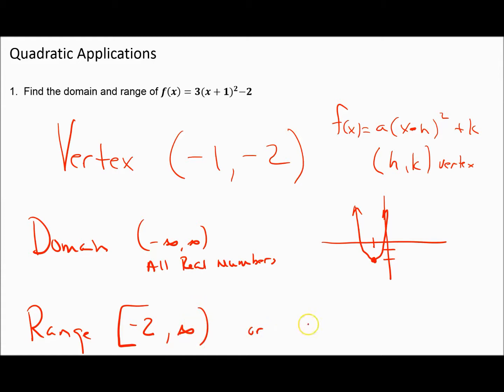Or another way to say that is f of x is greater than or equal to -2. Again, both of these answers for range are correct. It just depends on how you're asked. Okay, so hopefully that helps. So to find the domain and range of a quadratic function, you really need to know the vertex. If the parabola opens upward, the range is going to be from the y value of the vertex up, which is what we have right here. If the parabola opened downward, the range would be from -∞ to the y value of the vertex.